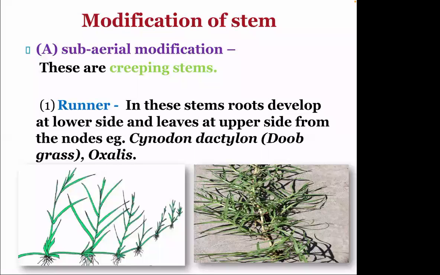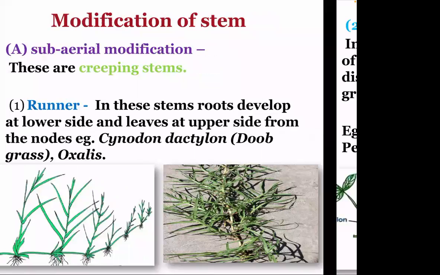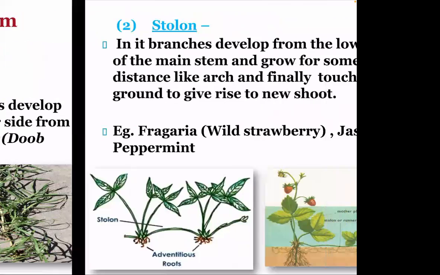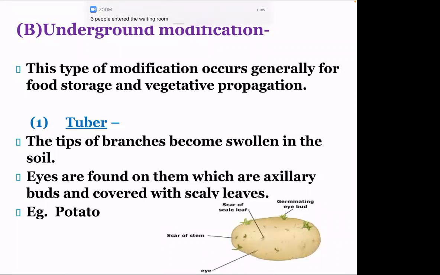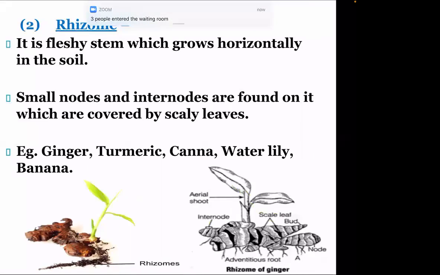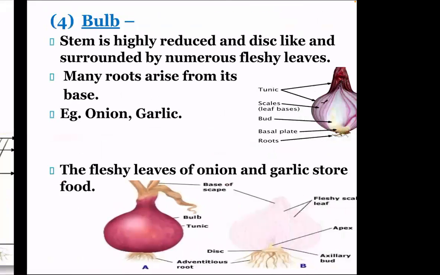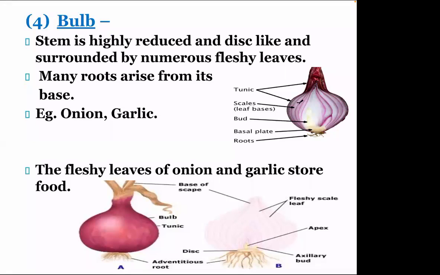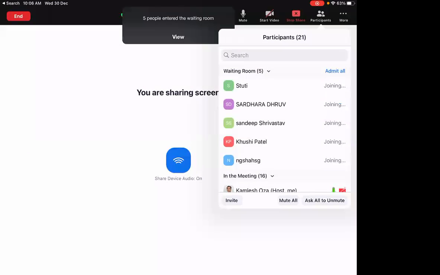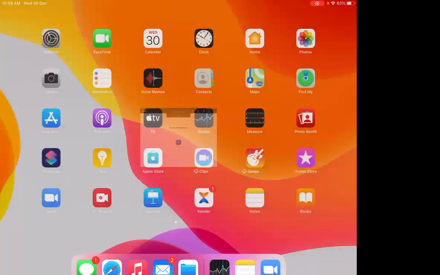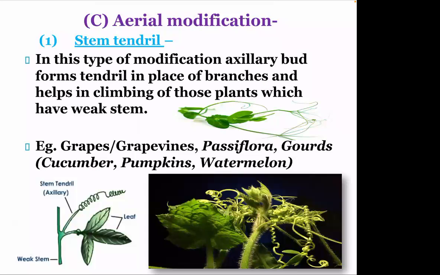I repeat. In the previous lecture, we went through modification of stem, specifically subaerial modification, that is runner, stolon, sucker, offset. Then we also saw the underground modification like tuber, rhizome, corm, bulb. So this was the last discussion we had in the last lecture. And in this lecture, we are going through the aerial modification of stem.